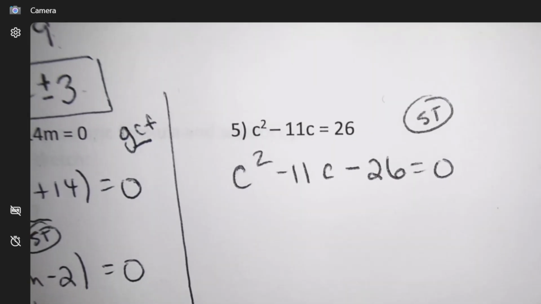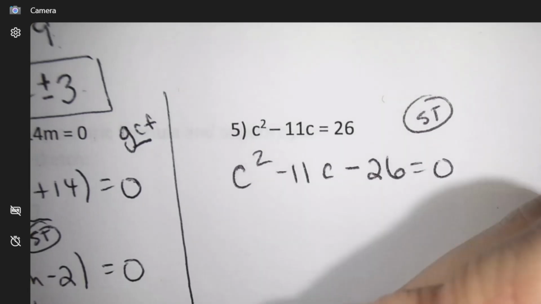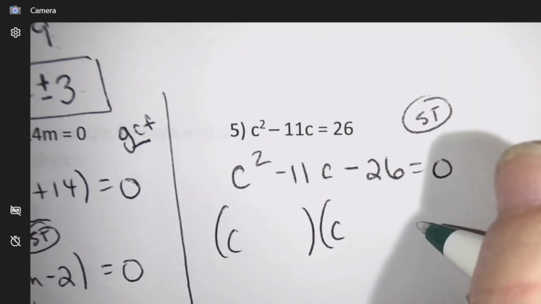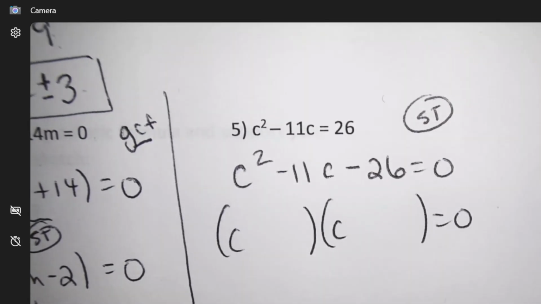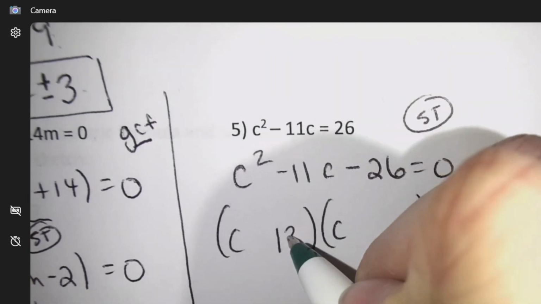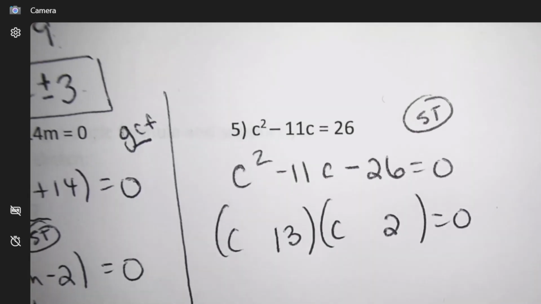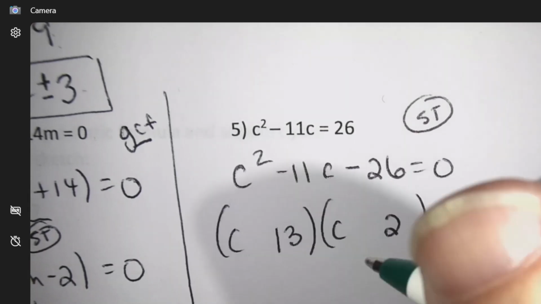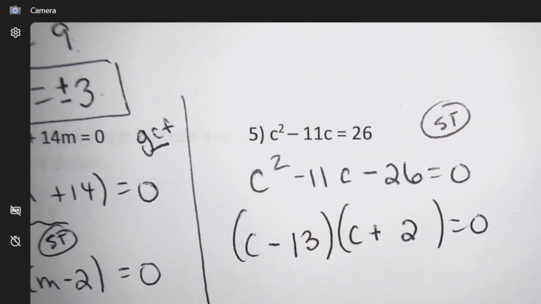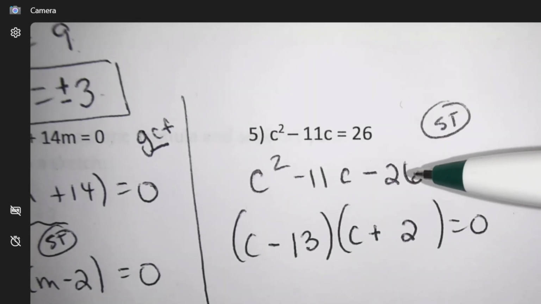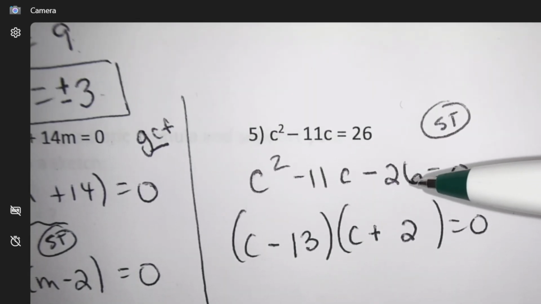So I'm thinking simple. C, C multiplies to 26, and it can get me to an 11. Did you pick 13 times 2? I need to be negative 11. Okay, signs are important. This negative 26 is telling me that there's a plus and a minus involved.